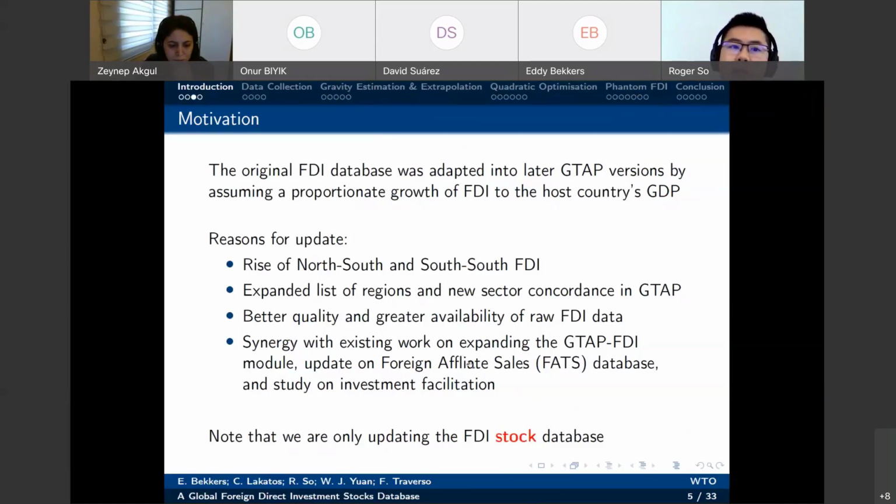And since I've now mentioned the FATS database, I would just like to point out that our update this time concerns FDI stock only, and we're not updating the FDI flow. This is because most literature now uses FATS data because it is a much better proxy than FDI flow to measure the activities of foreign affiliates. So this is kind of the first deviation we took from the original approach.